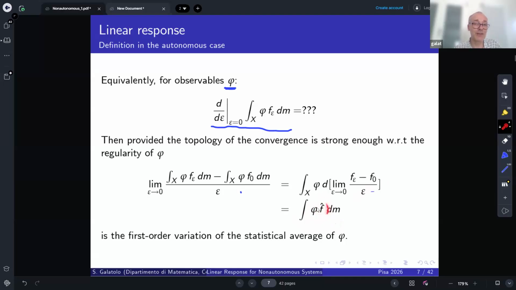maybe these will converge in some measure space, like in L1. So you only need the observable to be bounded, but maybe you can prove this convergence in a distribution space, and then you can deal with the smooth observable and everything will work. Okay? So here there is a relation between observable and topology of the convergence, but the formula is very simple. The linear response will give you the derivative expressing the first order of change of observables.